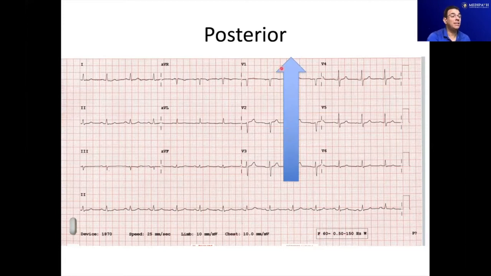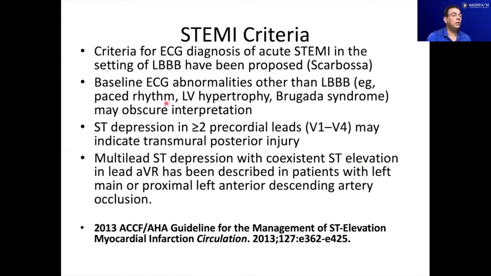And a posterior heart attack actually is the mirror image of an anterior heart attack in V1, V2, V3. We're going to see some pictures of those. So other criteria for posterior heart attacks, you could see ST depression, which is the mirror image of ST elevation in the V leads, which is a big key.